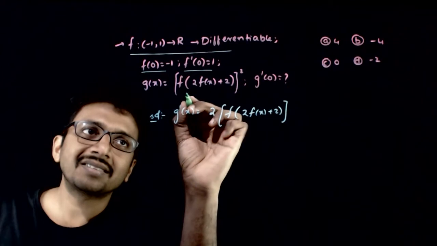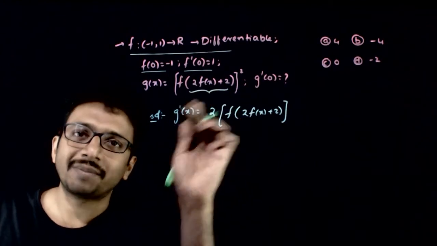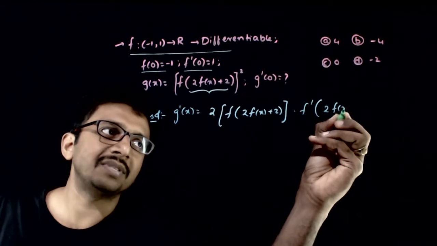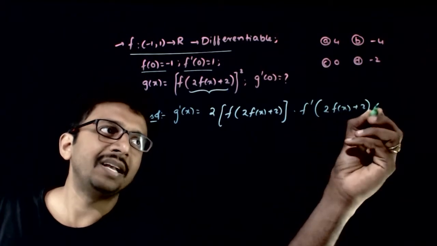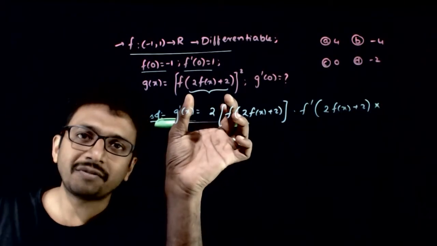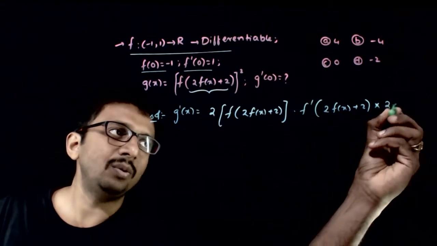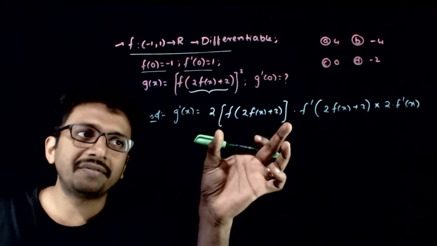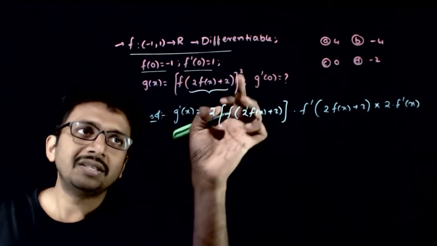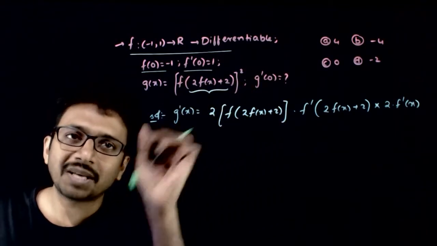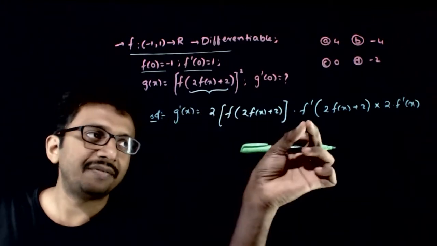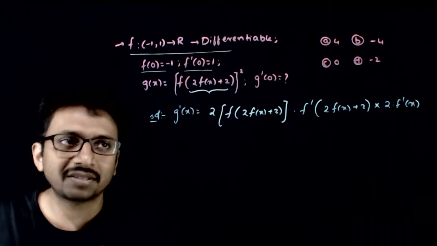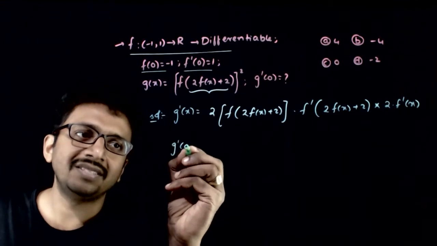Again, this is f of something. So this is f dash of 2 times f of x plus 2, times 2's differentiation, which is 2 times f dash of x. So this is the total differentiation of g of x. So something square: 2 times something, f of something, f dash of something into something's differentiation is 2 times f dash of x.